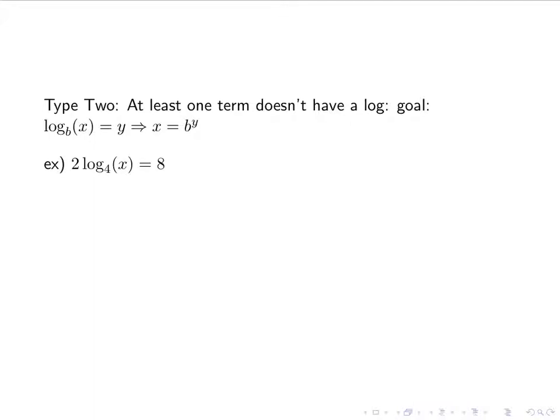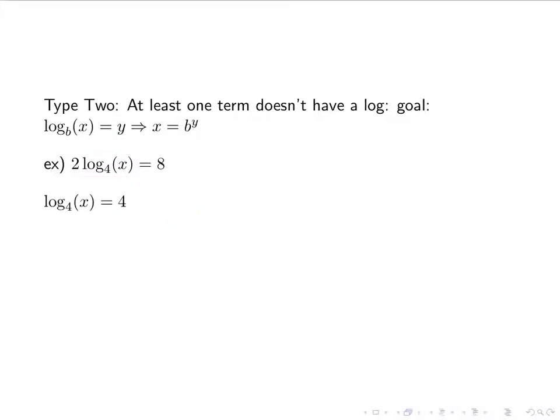So for example, 2 times log base 4 of x equals 8. I've got my constant on the right already, and I've got the log on the left, except I do have that coefficient out front, and I need to get rid of it. I could do it 2 ways. I could bring it in as an exponent, or I can just divide. And usually you want to just divide by your constant. It's a lot easier.